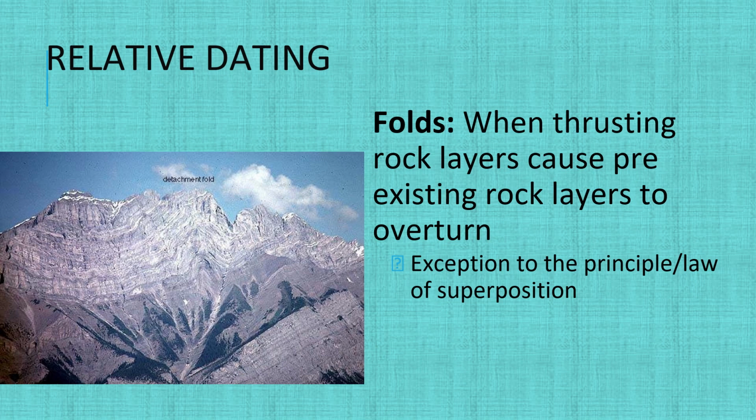We also know that folds have to have happened after the rock was originally deposited. So folds, when thrusting, cause pre-existing rock layers to overturn. Now, rock that has overturned is going to be the exception to the law of superposition, right? Because if it has folded so much that it has flipped over, in that one case, you can get rock where the youngest is on the bottom.